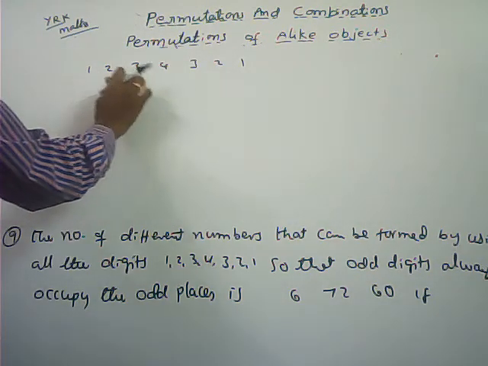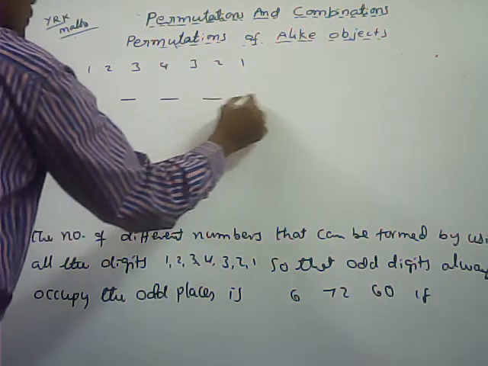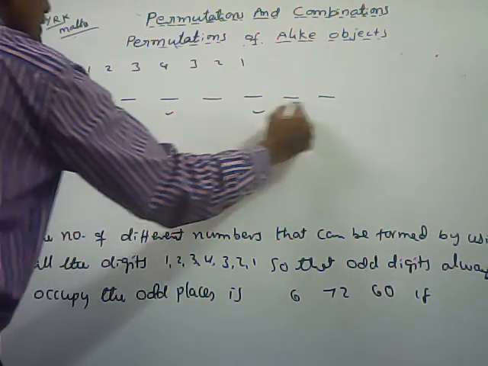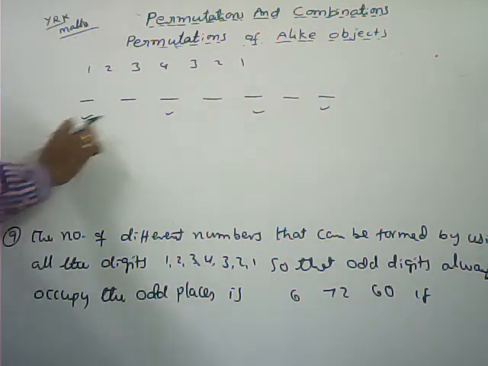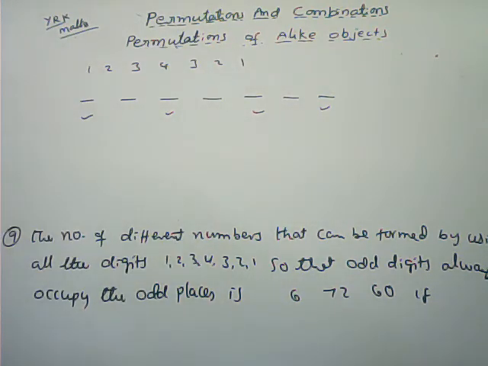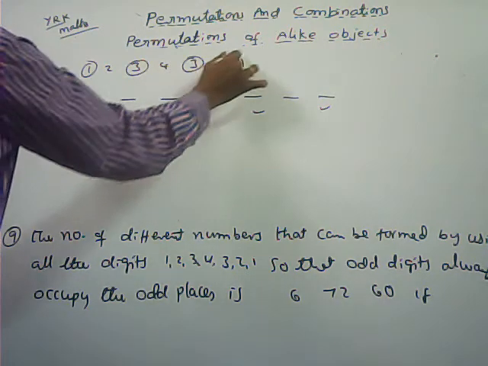Here 1, 2, 3, 4, 5, 6, 7 places are there. These are the odd places: first place, third place, fifth place, seventh place. Here, so that odd digits always occupy the odd places. Here, how many odd digits are there? 1, 2, 3, 4 are there.